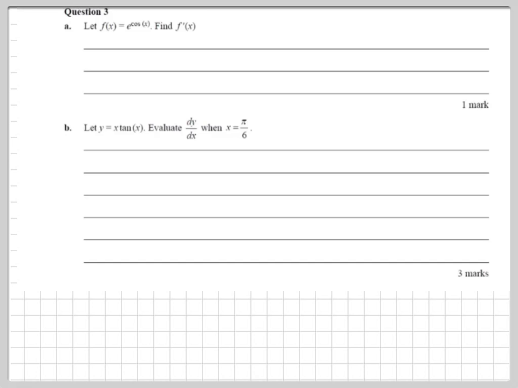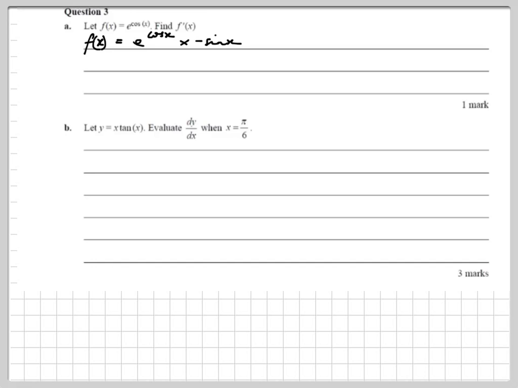Question 3. Looks like f of x equals e to the cos x. Find f dashed x. Well, that's of the family e to the x, except there's no x there, there's a cos x. So that means we're going to have to chain rule it. Yes? That's a pretty easy question. It's just going to be e to the cos x times minus sine x, guys.